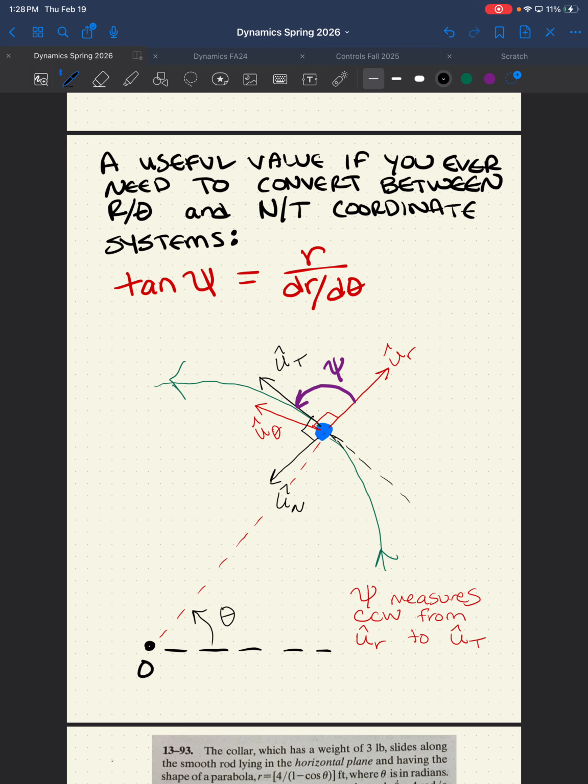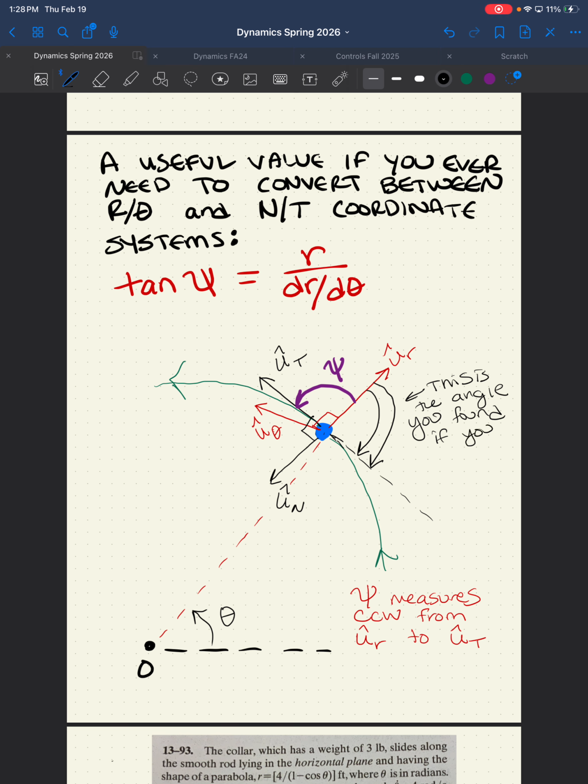If I instead say, okay, well, my forces are in the n-t directions, but my accelerations, can I find that? Well, let's see. Can I find an r? Yes, it's given to me in the problem. Can I find a theta dot? Yes, it's given to me in the problem. Can I find a theta double dot? Well, it tells me the angular rate is constant. Okay, so that means that angular acceleration is 0. Beautiful, there's theta double dot.